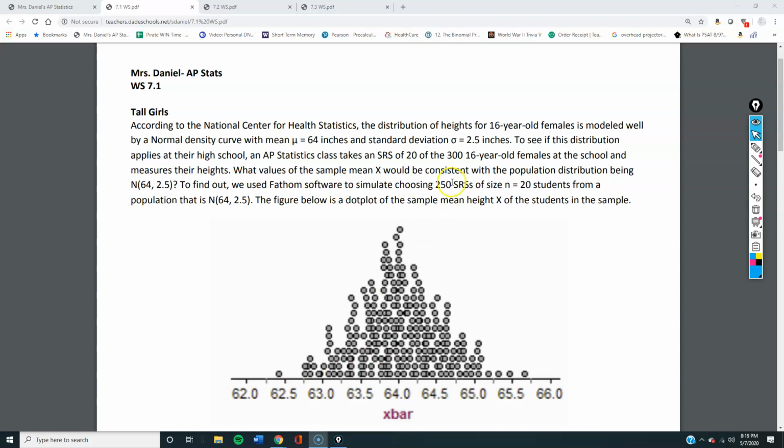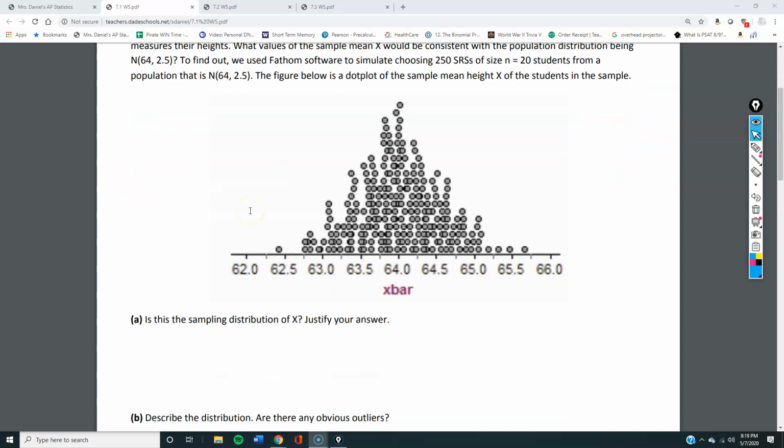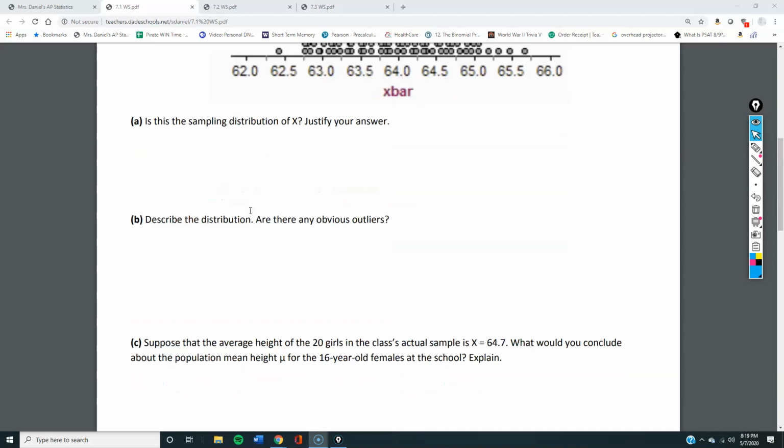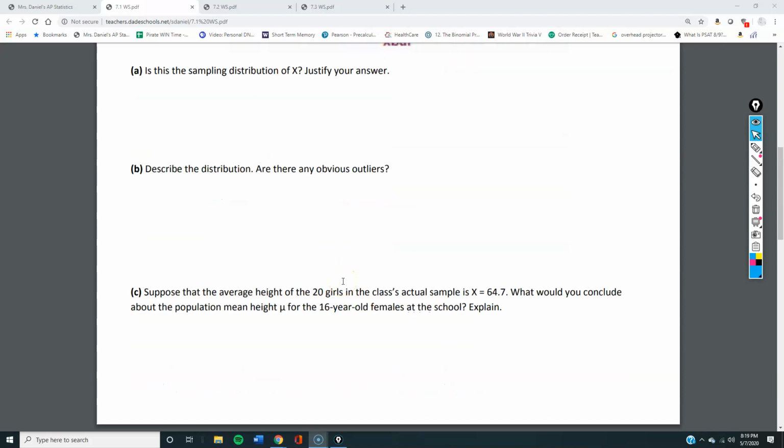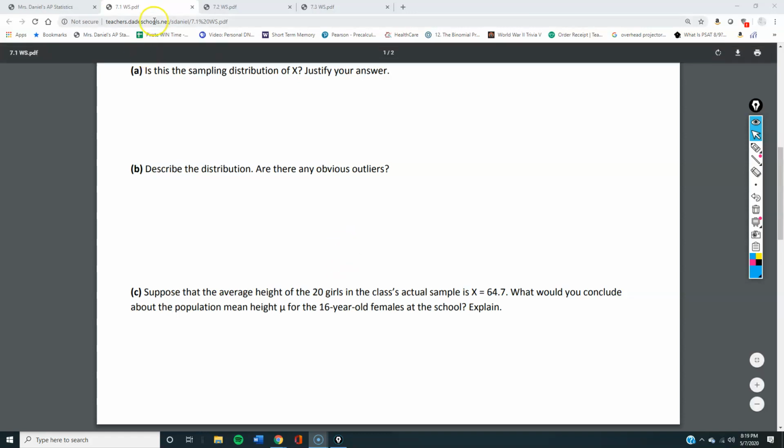Okay, so they took 250 simple random samples of size 20. They got their mean and standard deviation. And here's some questions we have about it. You might have to go back or screenshot the video and read the questions, or you can just go to this website. Actually, I'll give you the PDF.